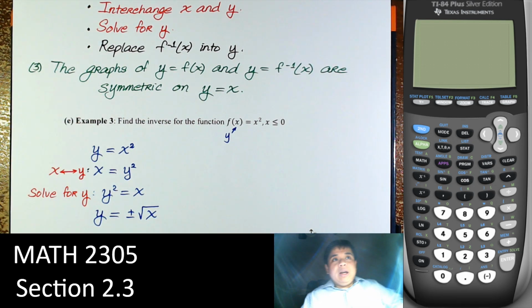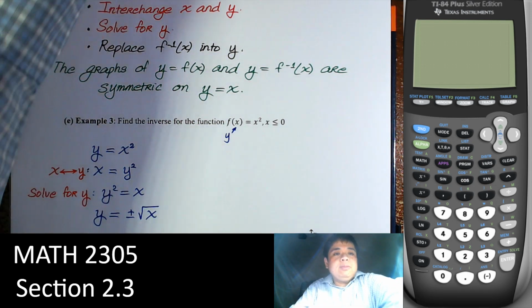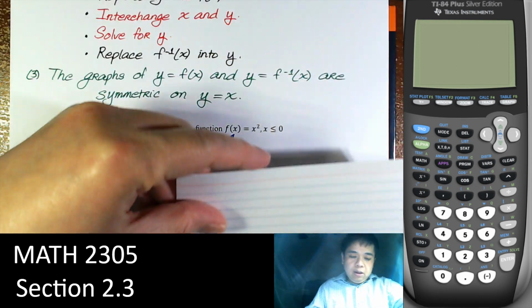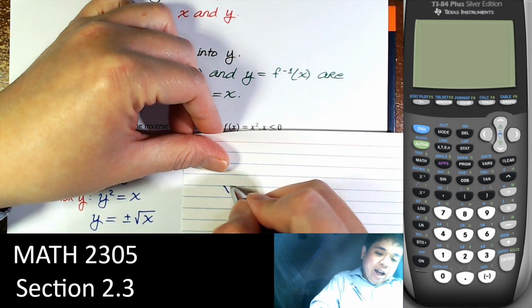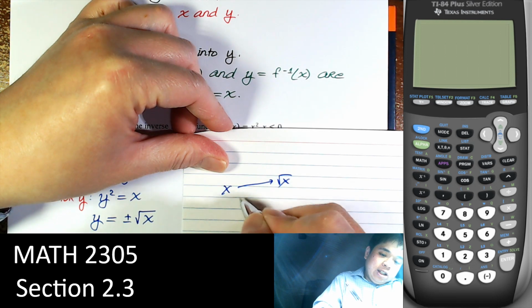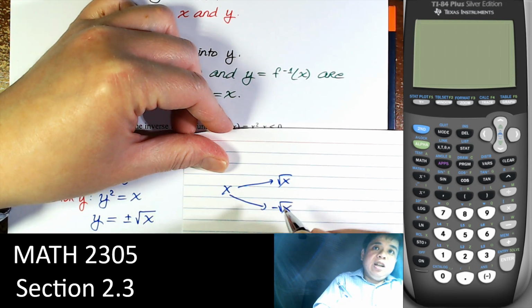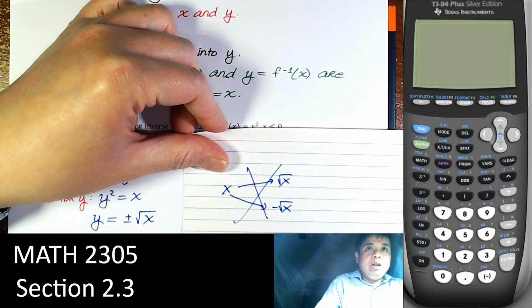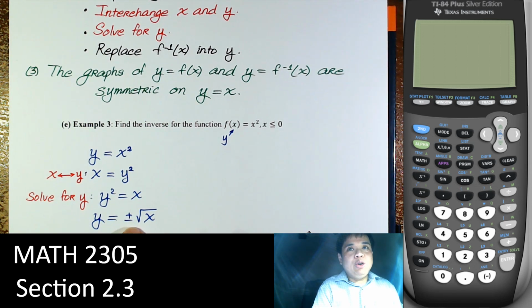Now that is a big problem. In general, if we have an x that gives us a square root of x and an x that gives us negative square root of x, this is not a function. So this doesn't work. So that's why we have to do something here. So what's that something?